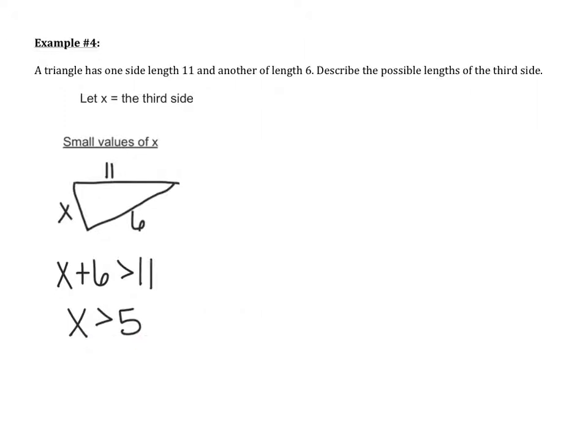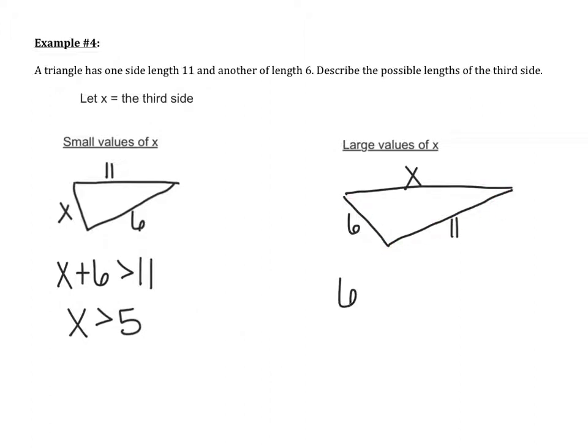Now let's take into consideration if the third side is larger than the 6 and the 11. And so I've given you another picture. So if 6 and the 11 were the two smaller sides, x would be the biggest side. And we know that the two smaller sides added together would always be greater than that third side. So we would have 17 is greater than x, and so we normally would flip that around and say x is less than 17. So what that means is that that third side has to be greater than 5 and less than 17 at the same time.